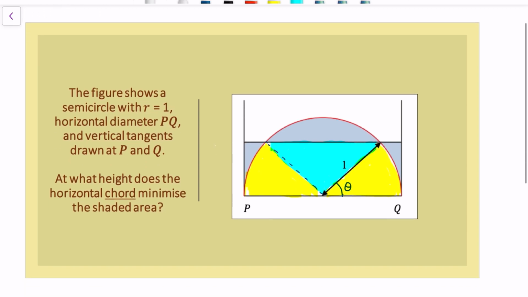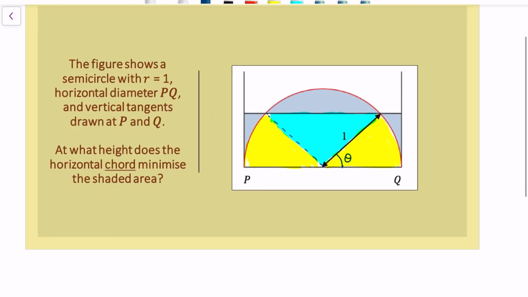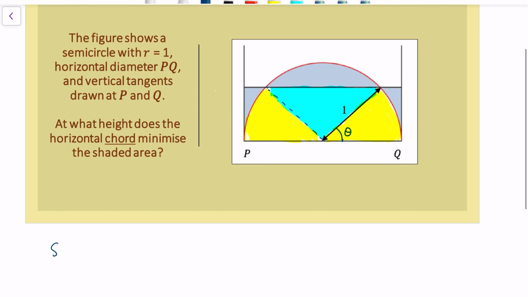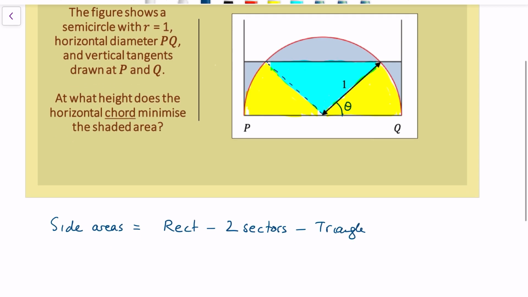And alrighty, so the total area is made up of the side areas and the top area. So first up, we've got the side areas. The side areas is the rectangle minus the two sectors minus the triangle. And we can find those areas in terms of the angle theta.